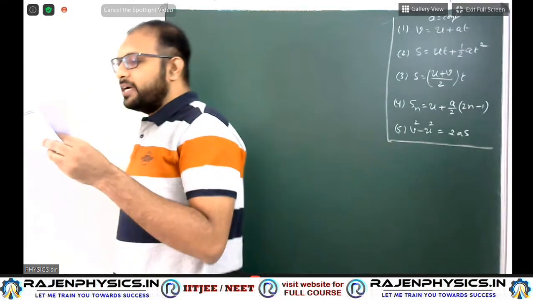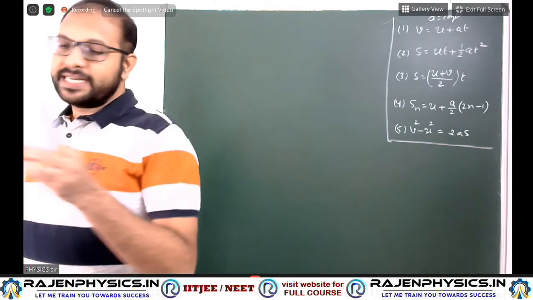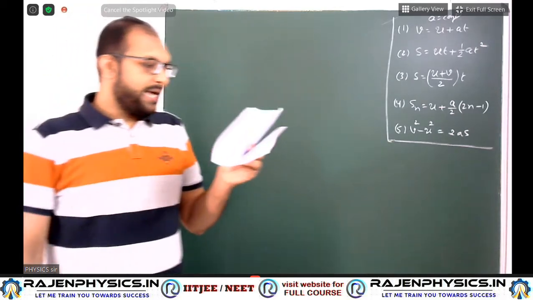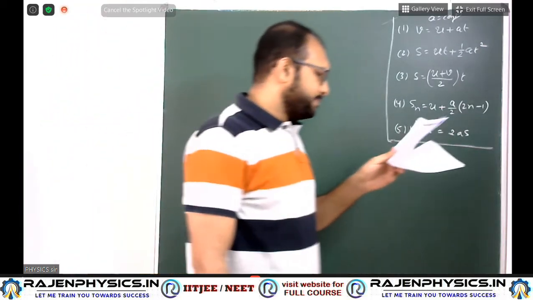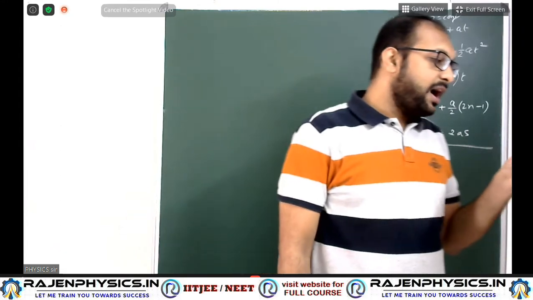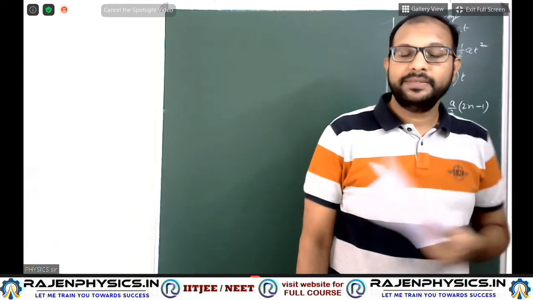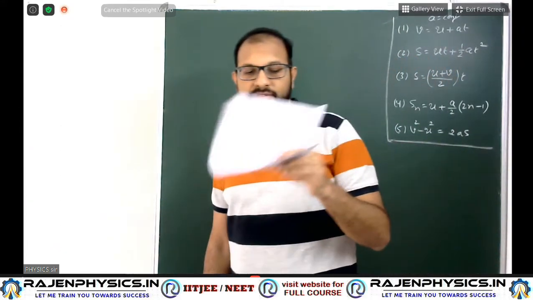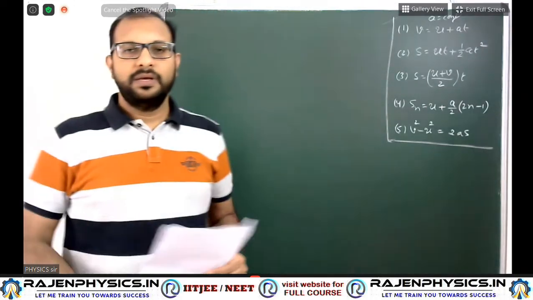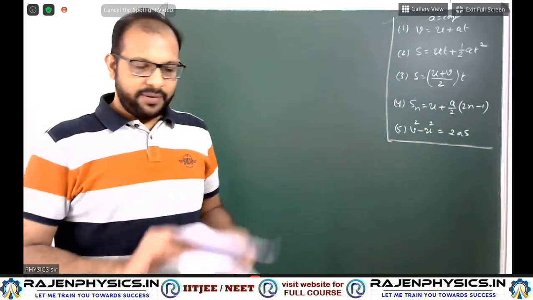With uniform retardation. Find the total distance moved by the train, the maximum speed attained by the train, and the position of the train at half the maximum speed. So students, 3 questions there in this problem. All I will explain one by one, just wait.